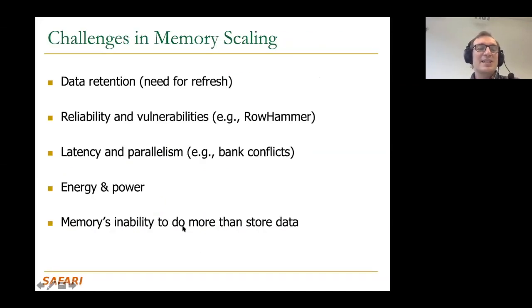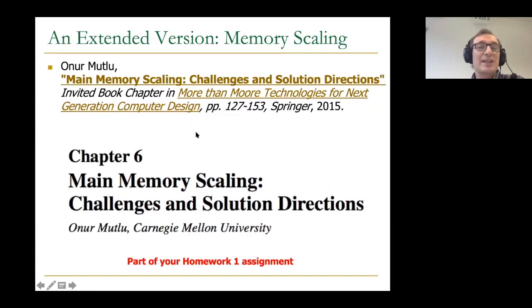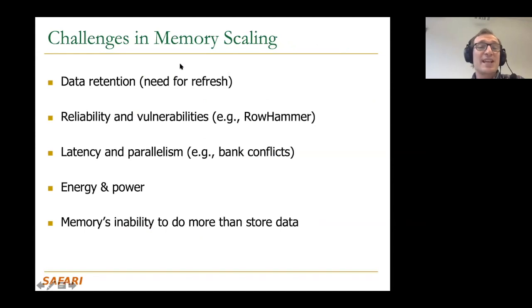Okay, so basically, I'm going to finish with these challenges in memory scaling. We talked about a lot of these: data retention, reliability and vulnerabilities, latency and parallelism, energy and power, and memory's inability to do more than storing data. And we're going to cover all of this in the next few lectures. Clearly, we've covered data retention a lot. We may get back to it briefly, but I'm not sure. I think I've assigned enough readings. If you're interested, you can take a look.